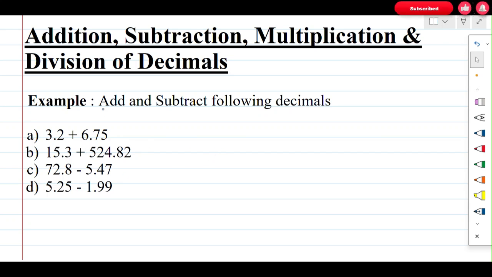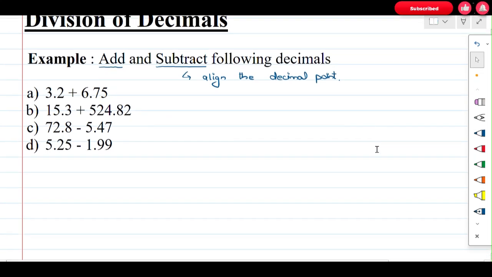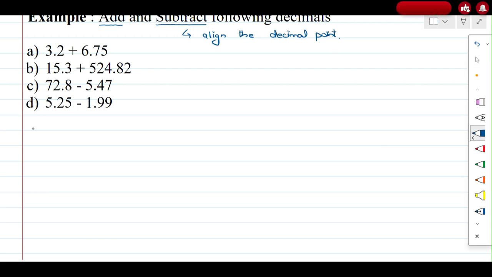Whenever we add or subtract decimals, the main concept is to align the decimal point. In addition and subtraction of decimal numbers, we need to align the decimal point, and then we can easily add or subtract. Let me start with the first one.